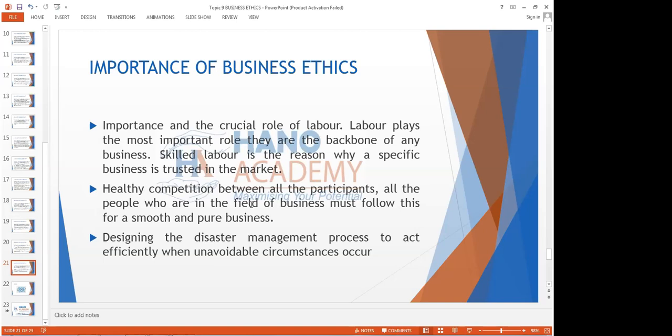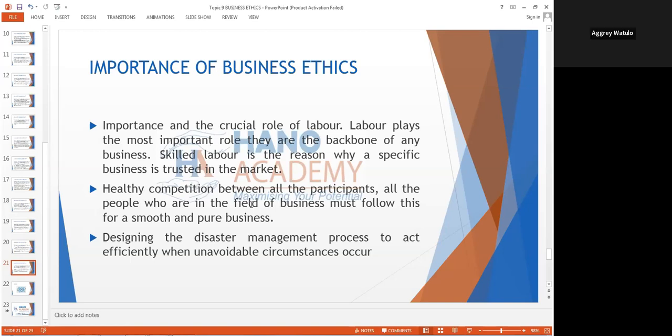So it also leads to healthy competition. So there is the question of healthy competition between all the participants. All the people who are in the field of business must follow this for smooth and pure business. So business ethics leads to healthy competition in an organization. People compete without having trouble with each other. There is no trouble with each member of the business.